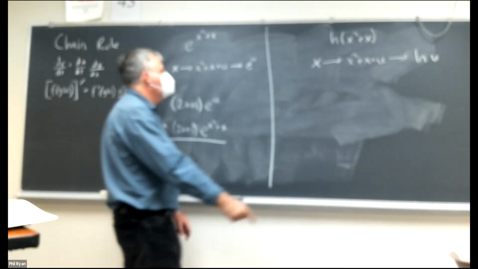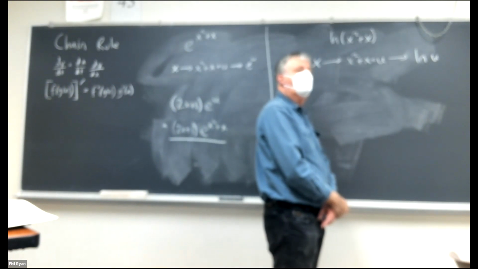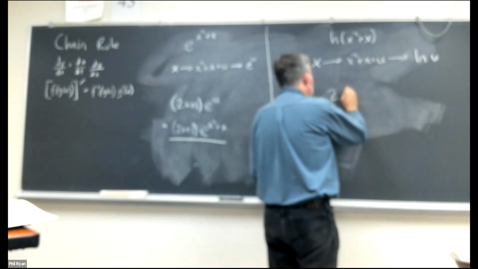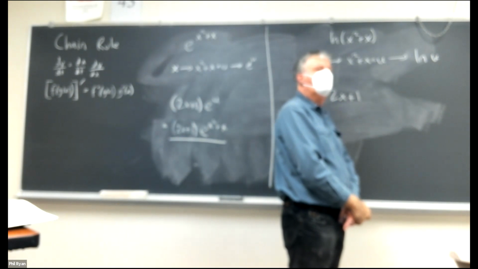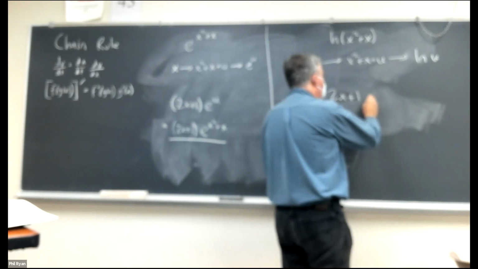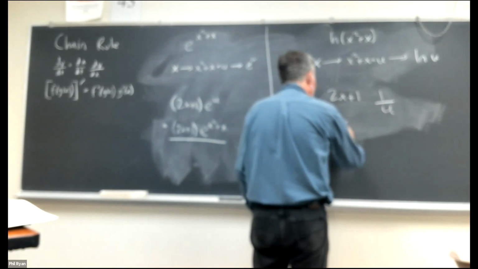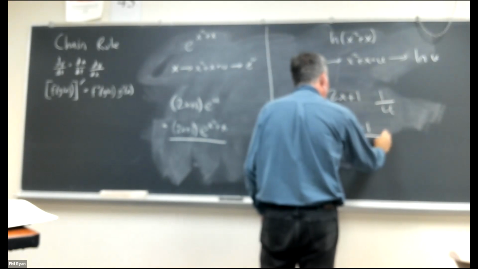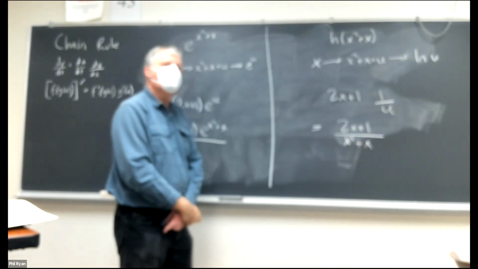Okay. Let's do this one. Derivative of x squared plus x: 2x plus 1. Derivative of ln of u: 1 over u. Got to do the same thing. Change u back to x squared plus x. We're done.